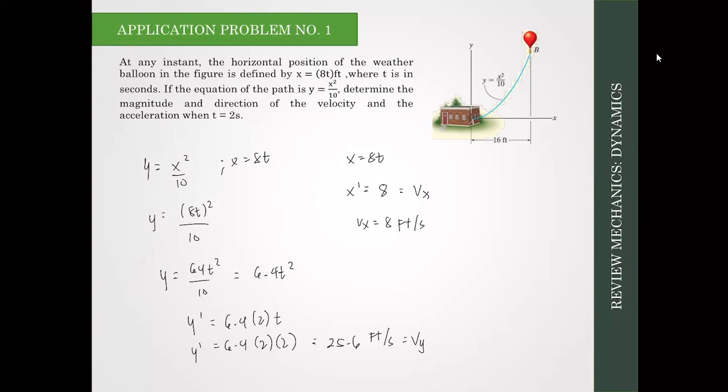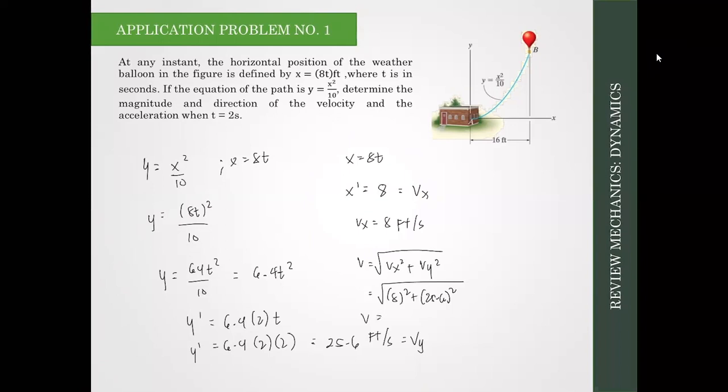Makukuha na natin si v natin. It's just the square root of vx squared plus vy squared. Okay? So substitute natin yung value. We have 80 squared plus 25.6 squared. Getting that value, so we will arrive with 26.821 feet per second. So this will be our magnitude, no, for our velocity. Okay?